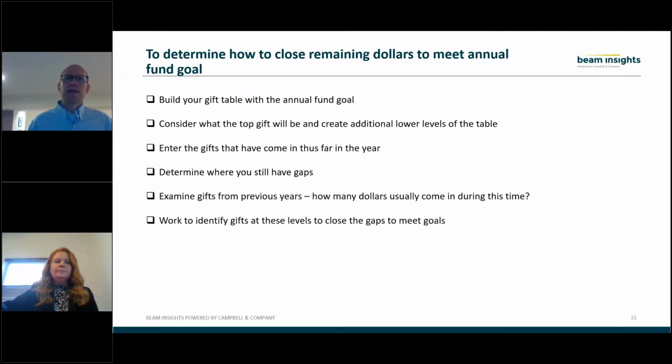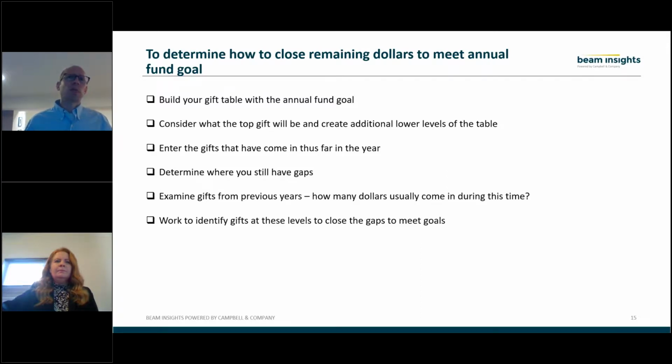As a part of that, you want to consider what that top gift could be, and that top gift could be as small as $1,000, right? And then create additional levels based on that table. We find that's the way to start. Start at the top and move down from there. Enter any gifts that you've achieved thus far. If you're already into that year, as we're noting in this scenario, determine where you still have gaps, obviously where you want to focus your time. And again, that's why we find the gift table can be helpful in activating fundraising.